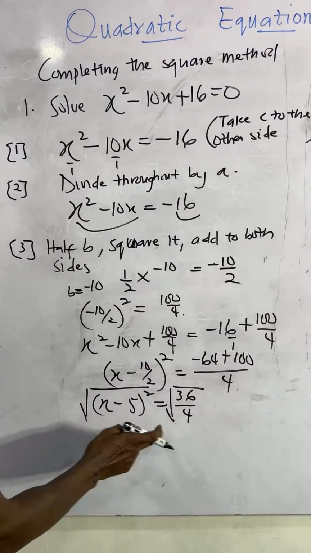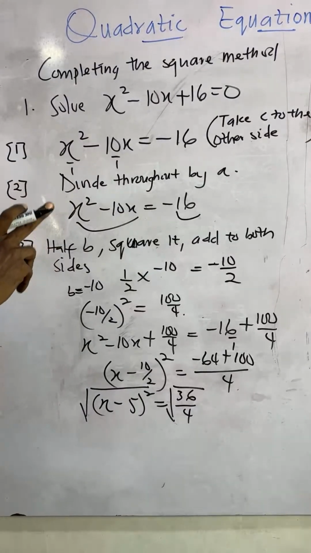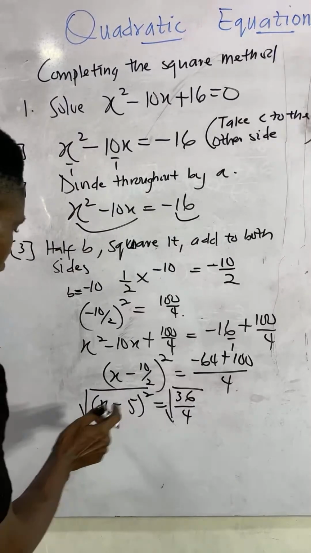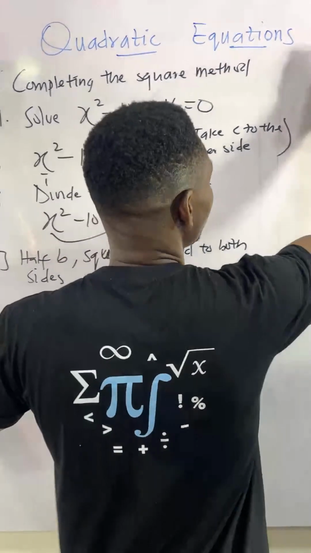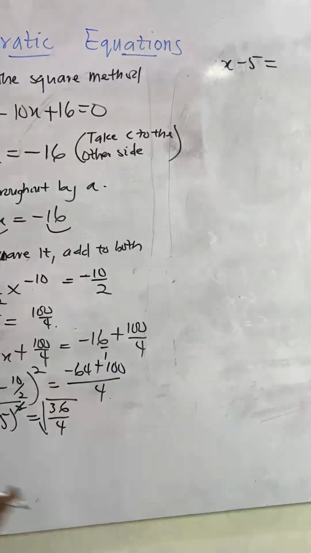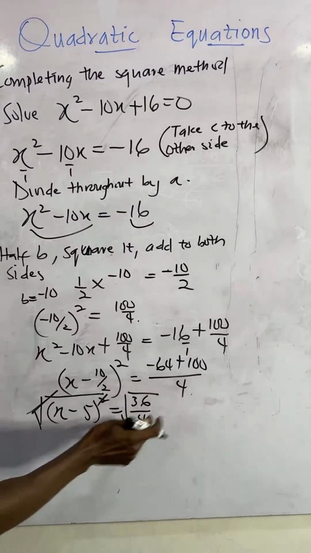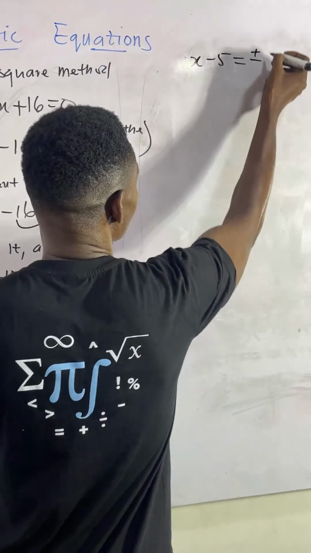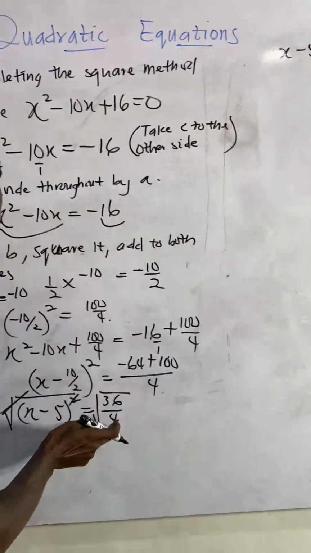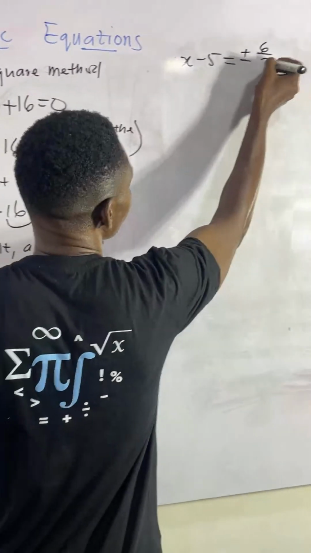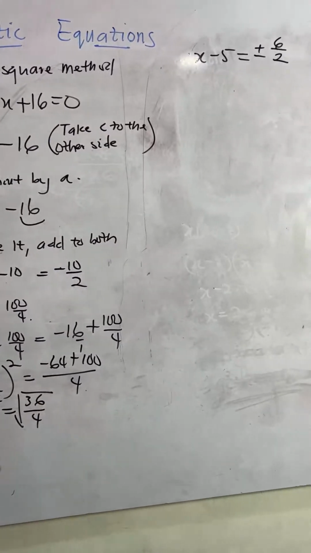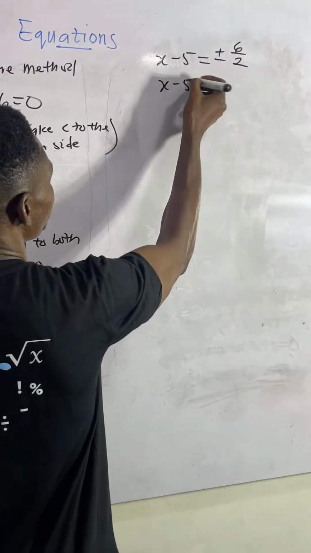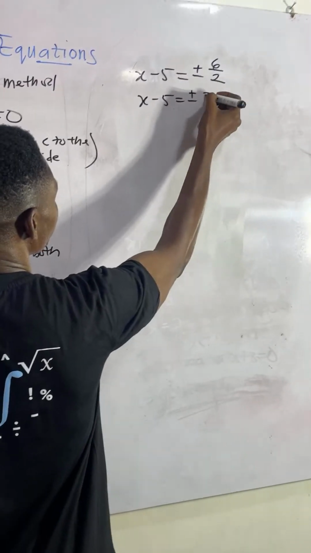So if we do that, can I move up? So if we do this, this square root and square cancels out. So we'll have x minus 5 equal to, the square root of 36 is plus or minus 6 over the square root of 4, which is 2. Right? So you have x minus 5 equals plus or minus 3.